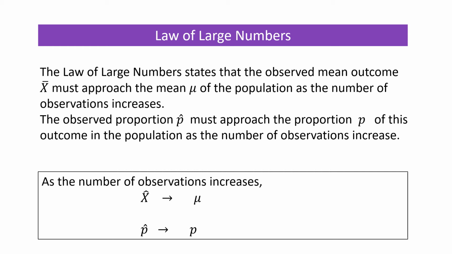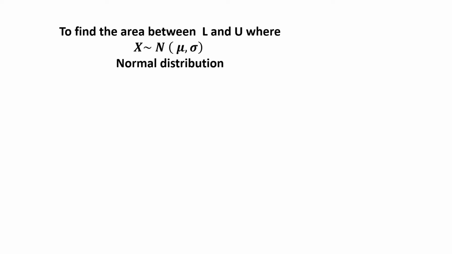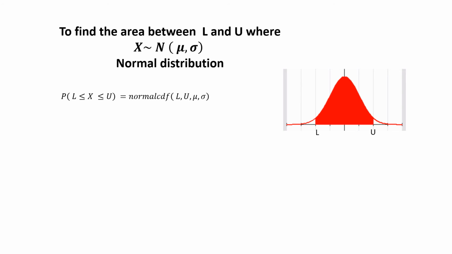So the observed proportion p hat must approach the proportion p of this outcome of the population as the number of observations increases. Remember in chapter 11, when you are trying to find the area between the lower bound and upper bound of a normal distribution, if a lower bound and upper bound is given, we use this key on our graphing calculator: normal CDF, the lower bound, upper bound, mu, sigma.